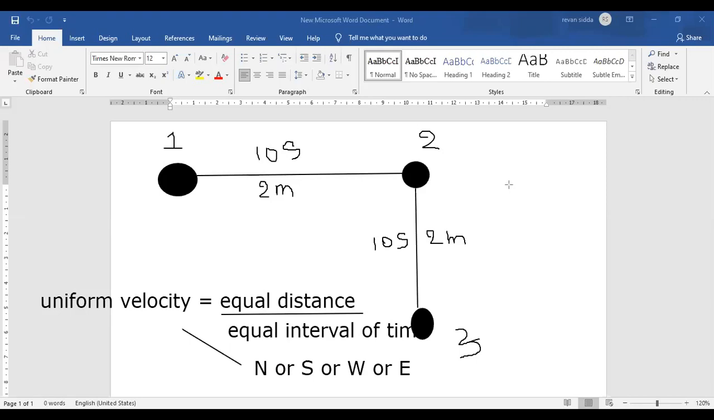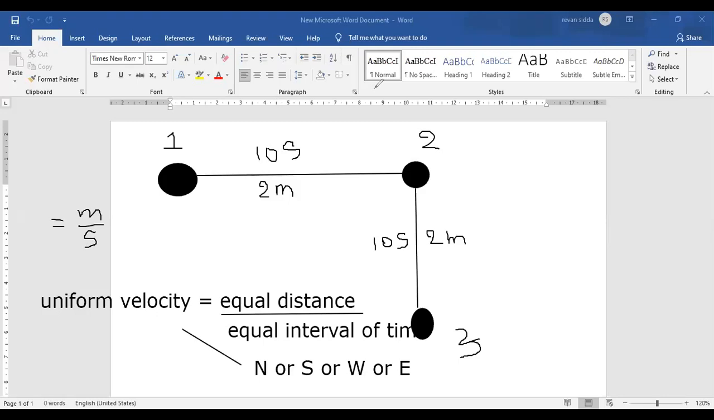The unit of velocity will be meter per second, same as speed. The unit of speed is meter per second. In the same manner, the unit of velocity will be meter per second. The unit of uniform velocity will also be meter per second. Understood everyone? Okay, done.